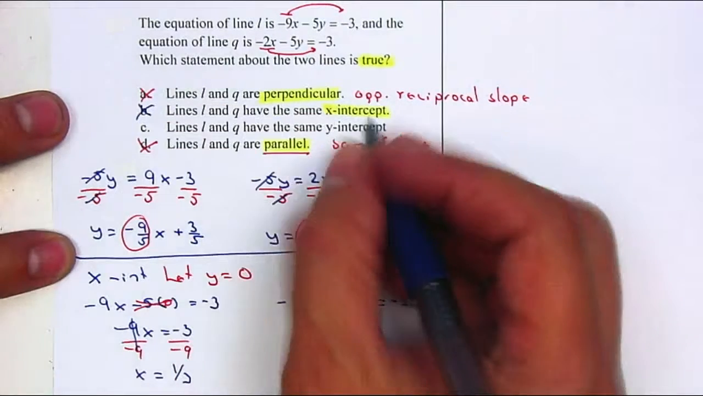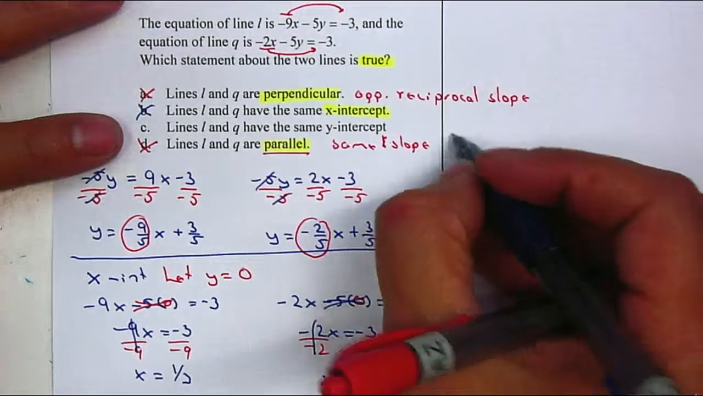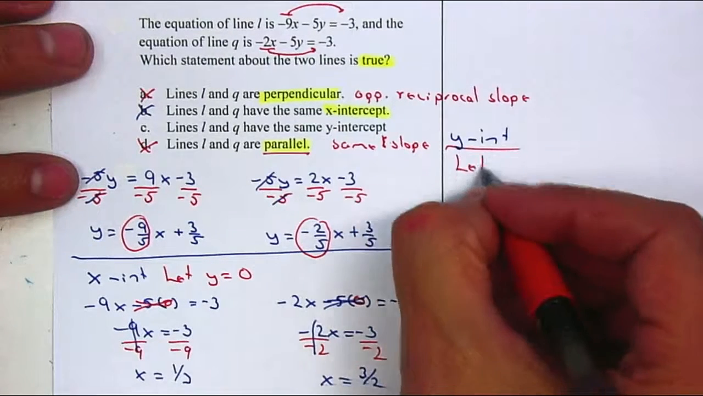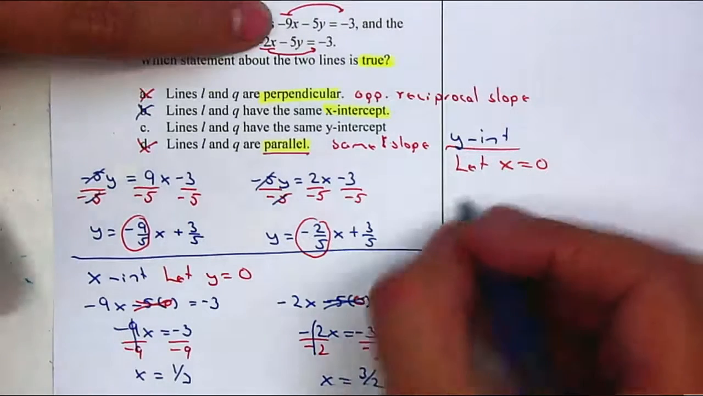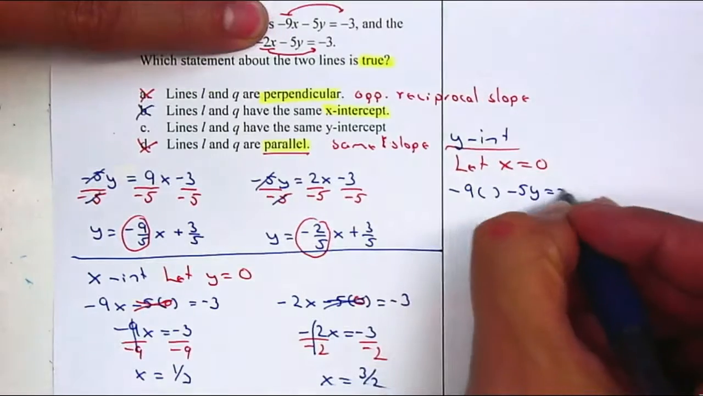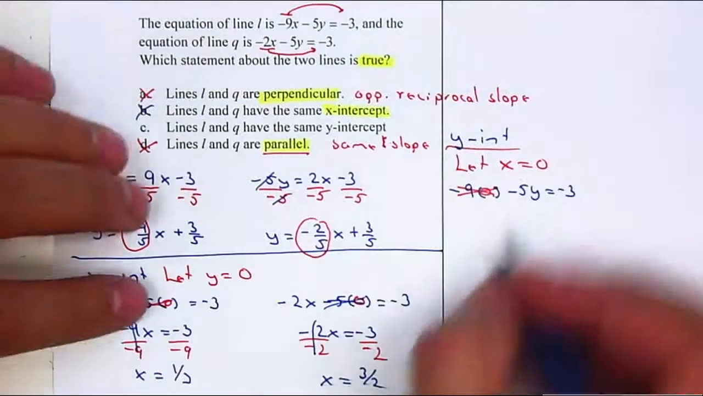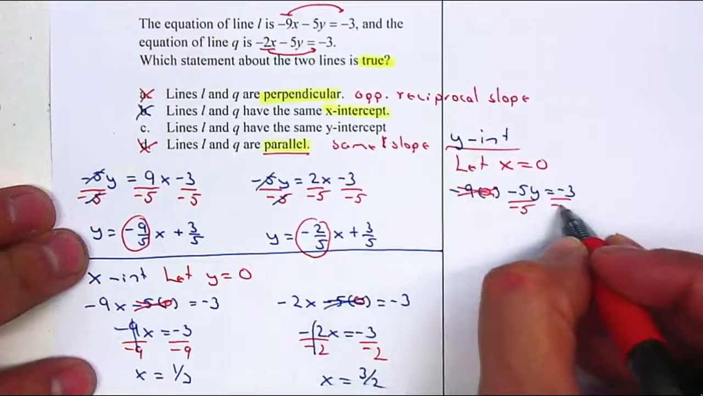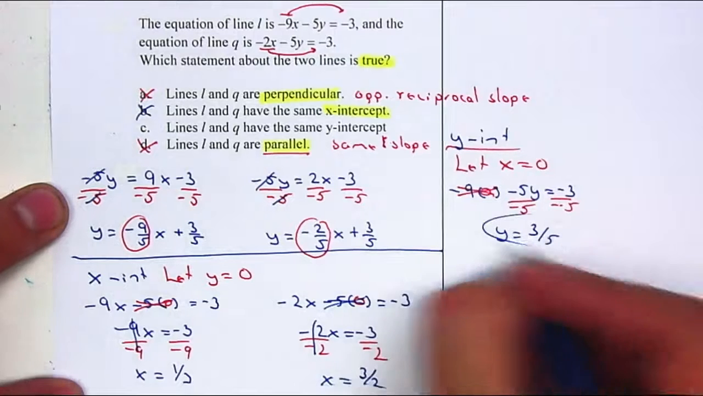Now to find the y-intercept, we're going to let x equal to 0. So we have the first equation, negative 9x minus 5y is equal to negative 3. By itself, the x will be a 0. That cancels. Divide by negative 5 on both sides. That'll give me y is equal to 3 over 5.